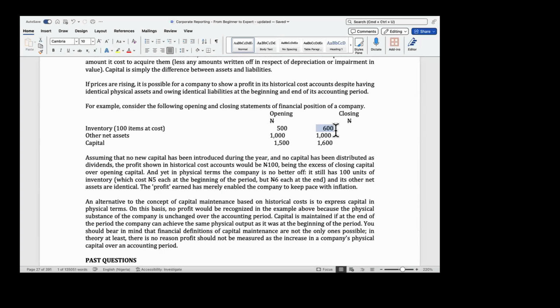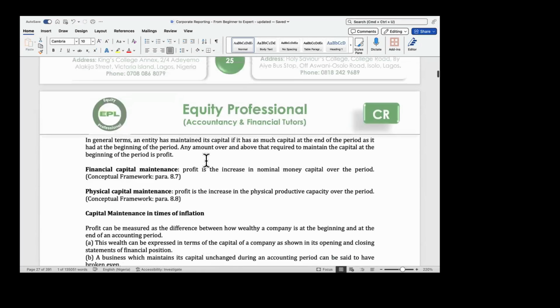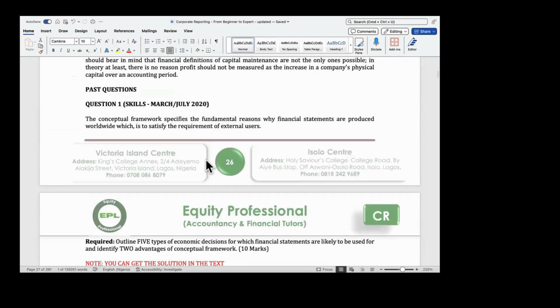So physical capital maintenance will say, you're not making profits. You have really broken even because your productive capacity still remains the same. It's still 100 units. Yes, the value has gone up, but that's just inflation. This 600 can still produce only 100 units. So you have not made any profit. Okay. So that's chapter 8. And that's the end of all the principles we're talking about.